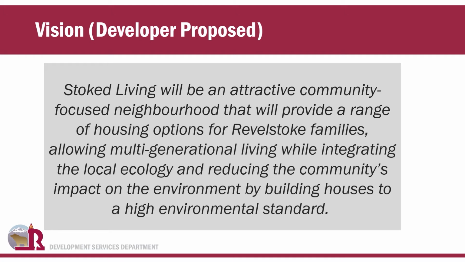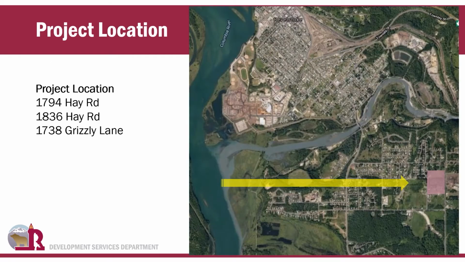The applicant has created a vision for the proposed development as shown here. The applicant envisions a range of housing options while considering the local ecology and environmental impact. High environmental building standards are part of the applicant's vision for the proposed development as well. For those of you that might not be familiar with the proposed project, it's located in the Arrow Heights area at Hay Road and Grizzly Lane as shown on the map here.